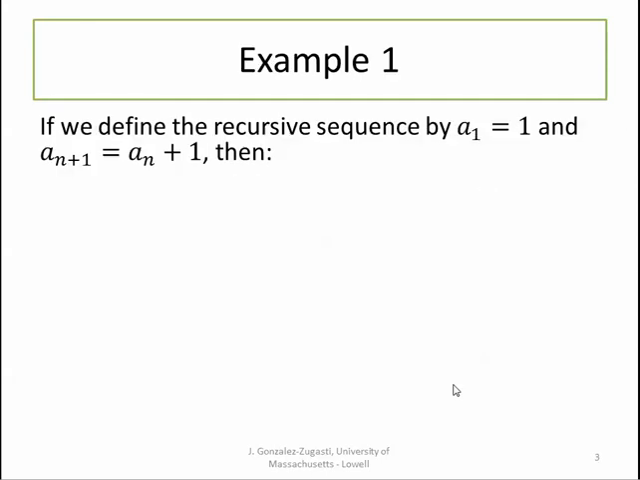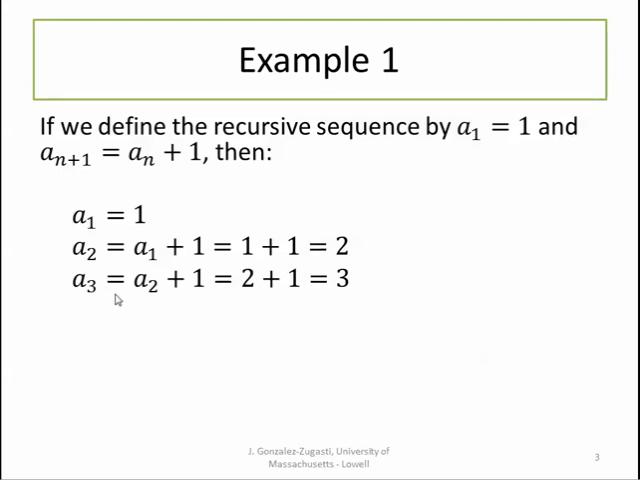So here's an example. If we define the recursive sequence by a sub 1 equals 1 and a sub n plus 1 is equal to a sub n plus 1, then here's what we get. We get a sub 1 is 1, a sub 2 is a sub 1 plus 1, so that's 1 plus 1, which is 2. A sub 3 is a sub 2 plus 1, which gives us 3. A sub n, it looks like, if we follow the pattern, is going to be equal to n.